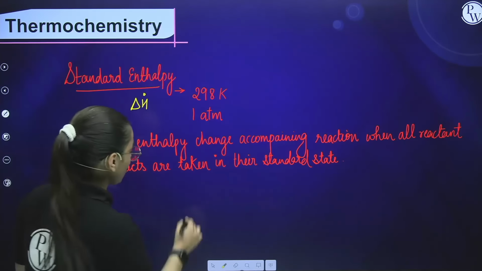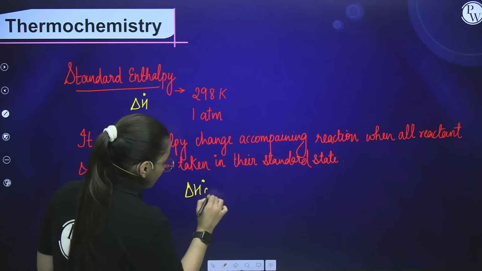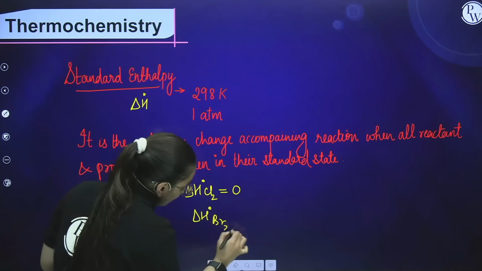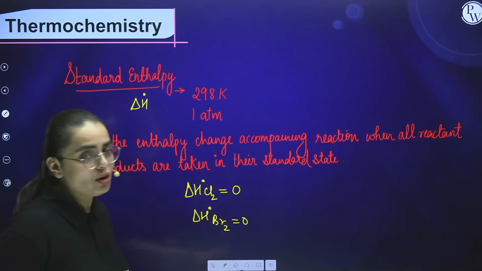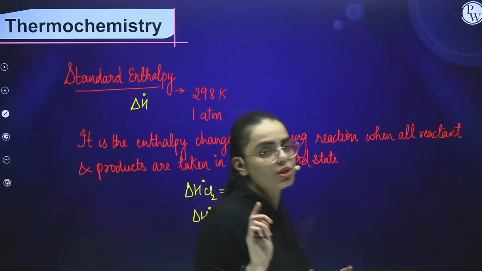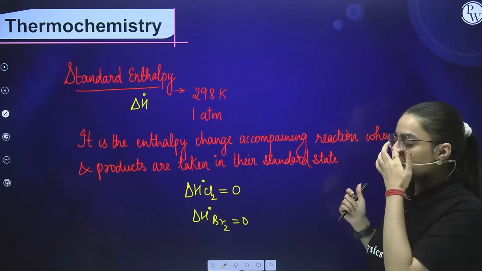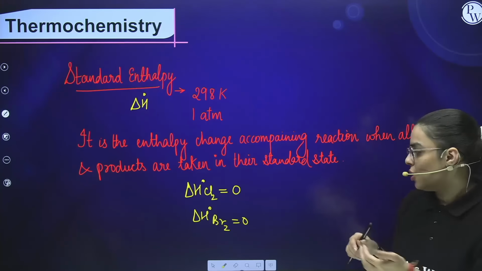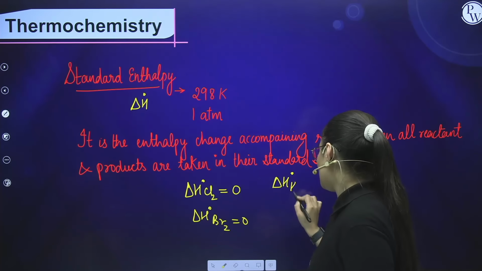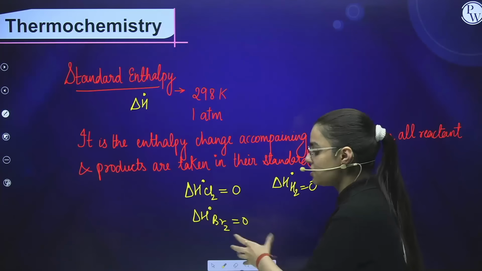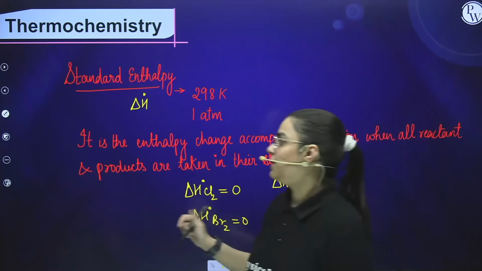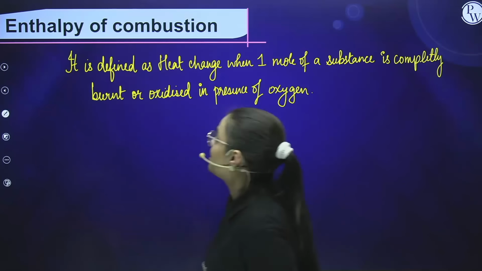For example, if I am talking about delta H naught for Cl2, it is 0. Delta H naught for Br2, it is 0. Means that when they are occurring naturally or in free state, they are 0. Naturally or in free state, it comes out to be 0. More than this, students, you can also take hydrogen, H2 also. If I talk about delta H naught for H2, it is also 0. That means these elements, when they are in their free state or in their natural state, the standard enthalpy tends to be 0.